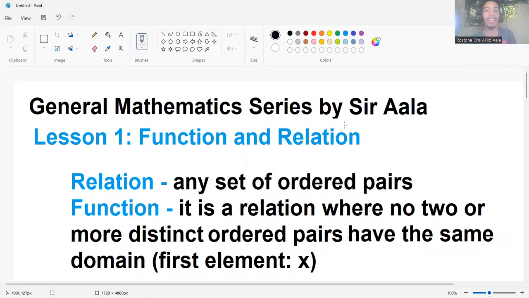Hi everyone, this is Aala and welcome to our General Mathematics series. So our first lesson in General Mathematics is that we will define and illustrate a function and relation.